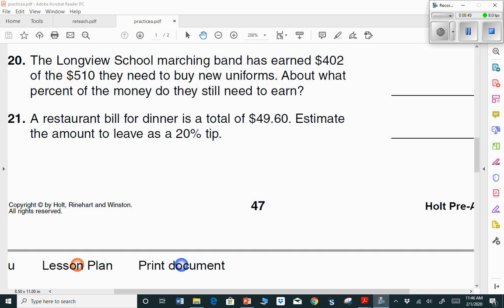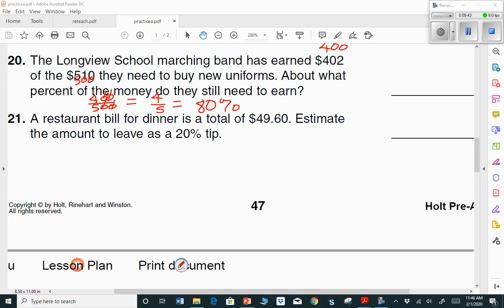Question number 20 says, the Longview School Marching Band has earned $402 of the $510 they need to buy new uniforms. About what percent of the money do they still need to earn? Okay, let's go ahead and take 402, and we're going to call that 400. And let's take 510 and call that 500. So they have earned 400 out of 500. And when there are zeros top and bottom, you can cross them off until at least one number doesn't have any. So 400 out of 500 is the same thing as 4 out of 5. And that's a percent that you should know off the top of your head, that is 80%.